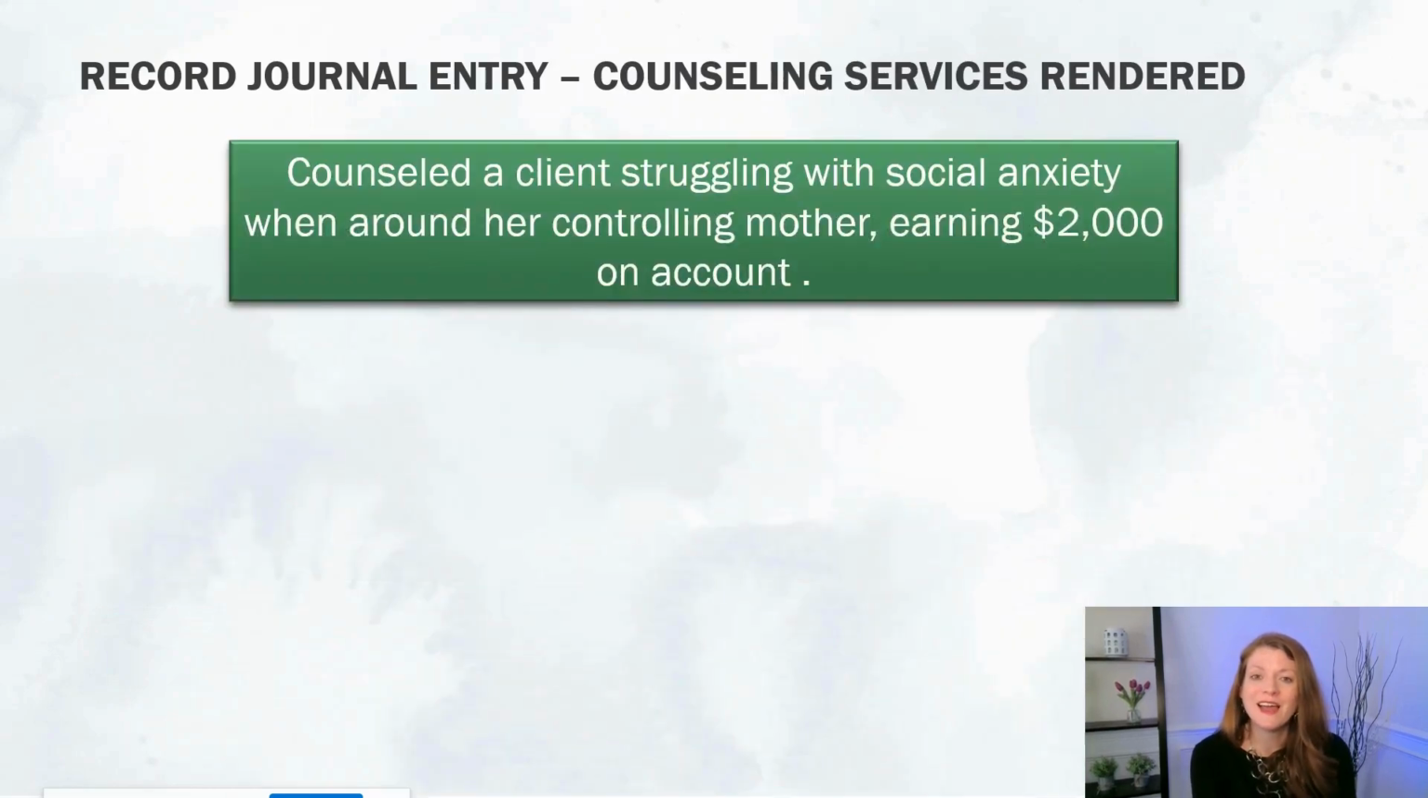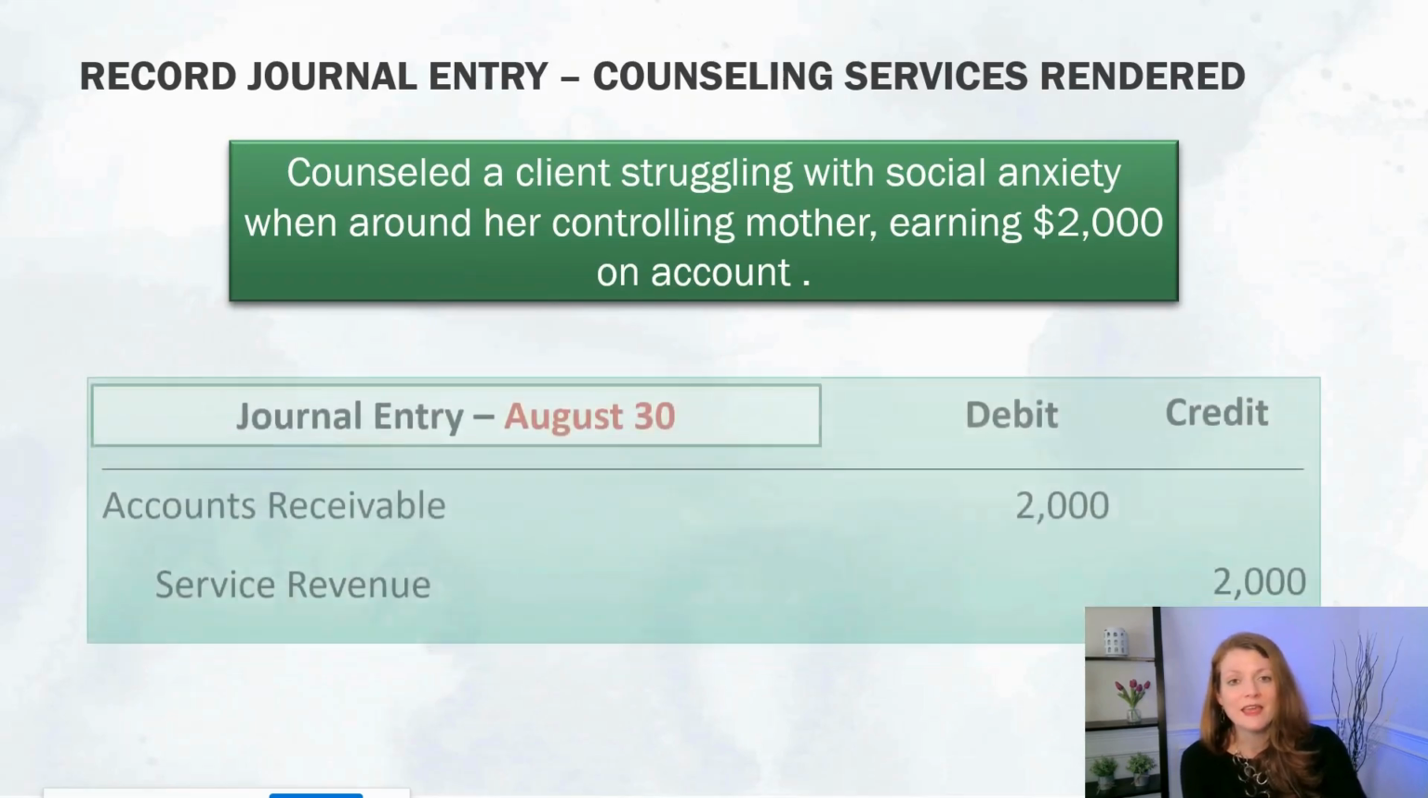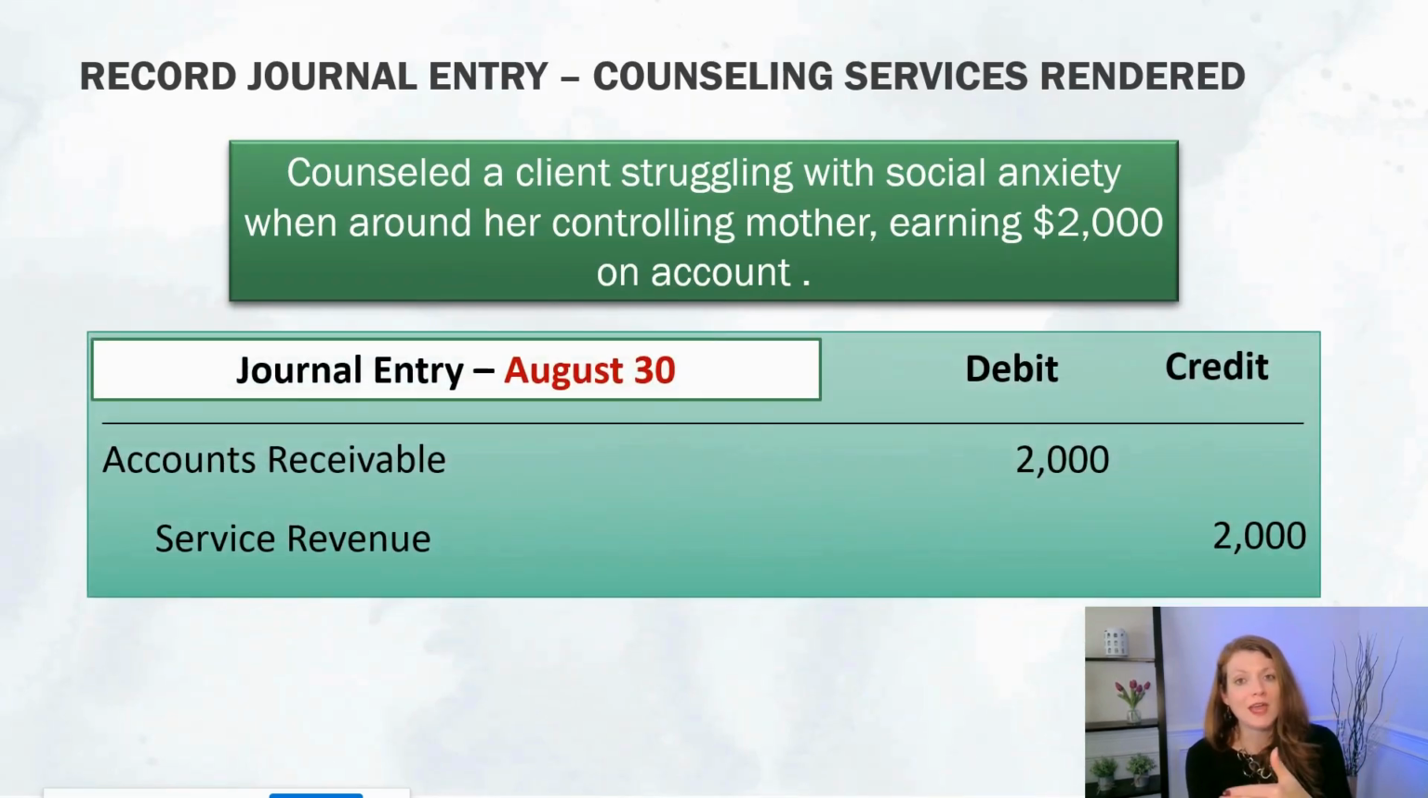So then we counseled a client struggling with social anxiety when around her controlling mother, earning $2,000 on account. So this time we have done the work, they just haven't paid us yet. So in that case, if we've done the work, we show accounts receivable as a debit, and then we go ahead and show the revenue at that time.